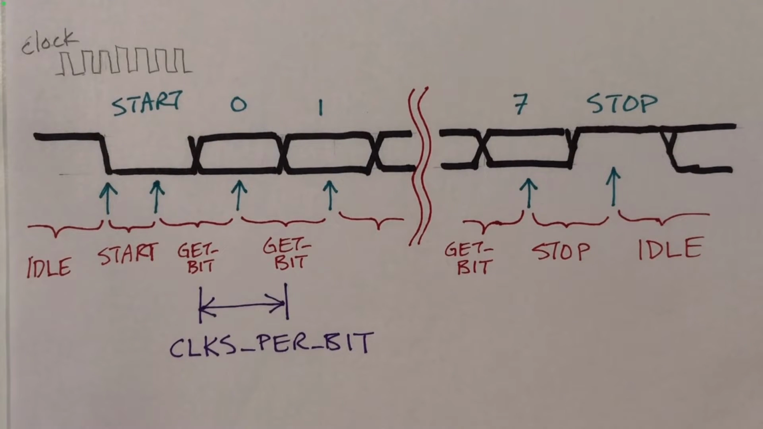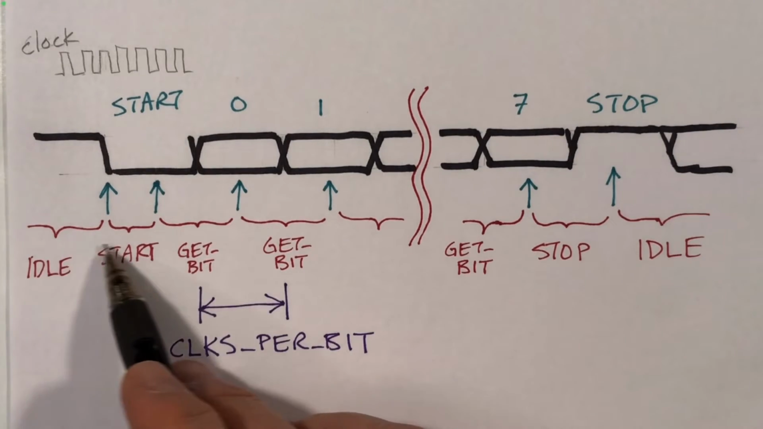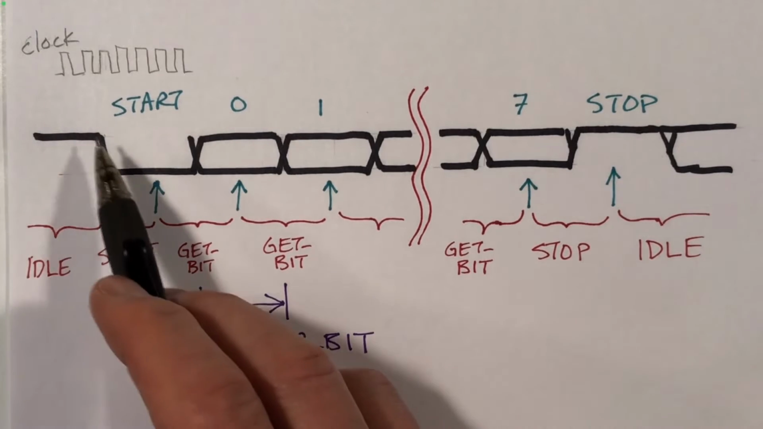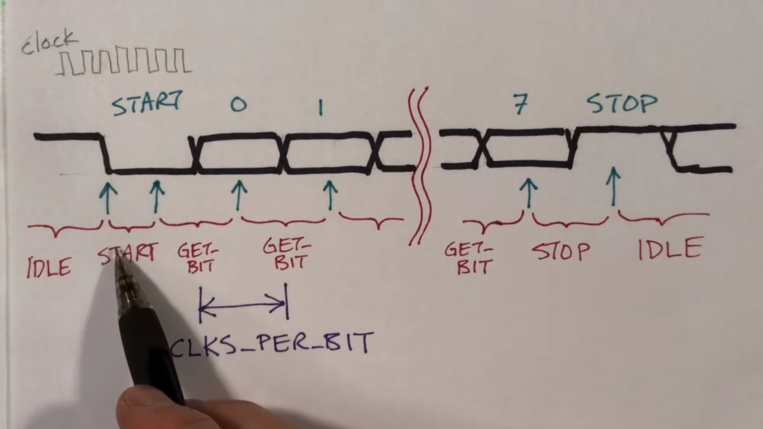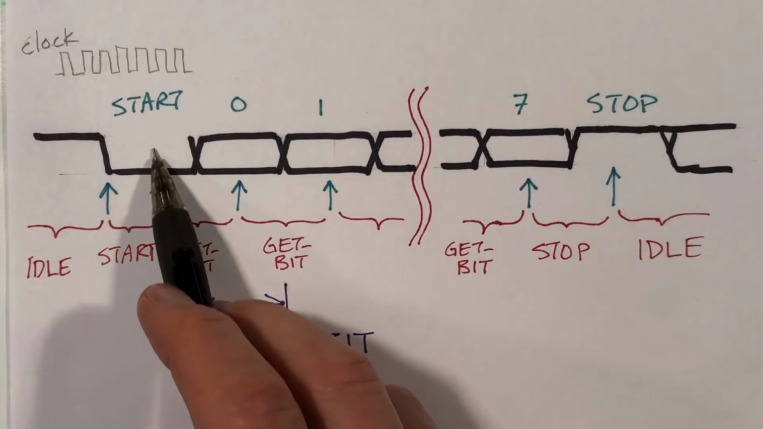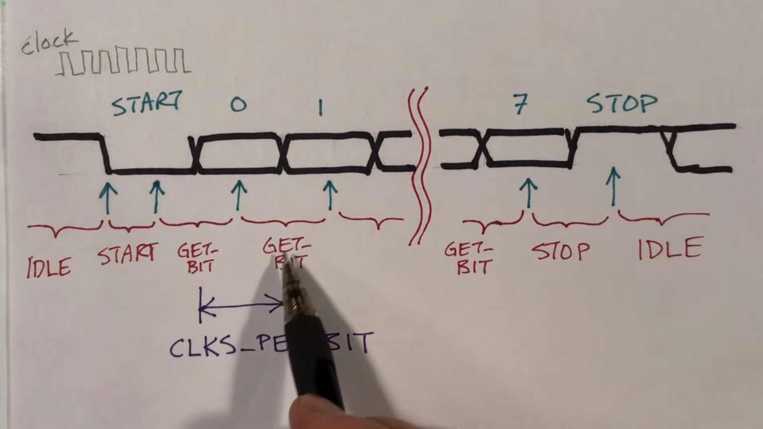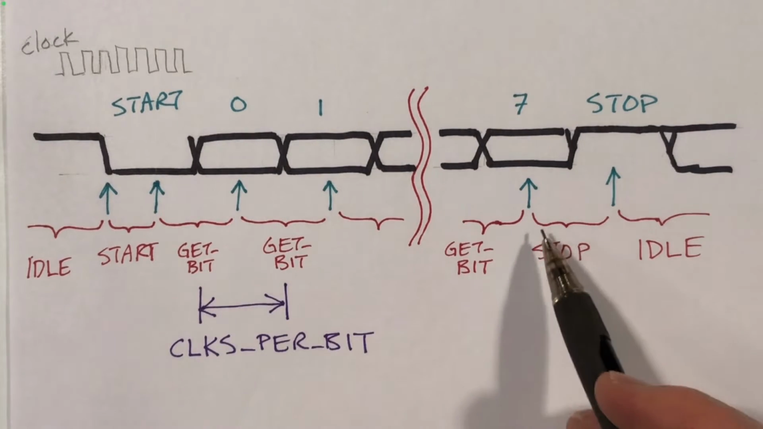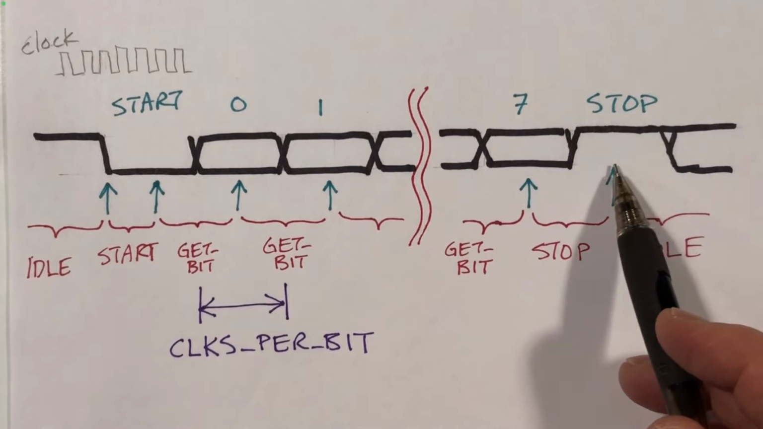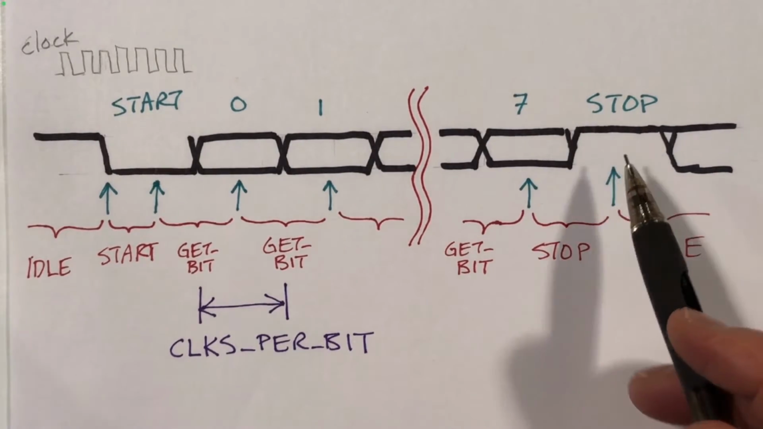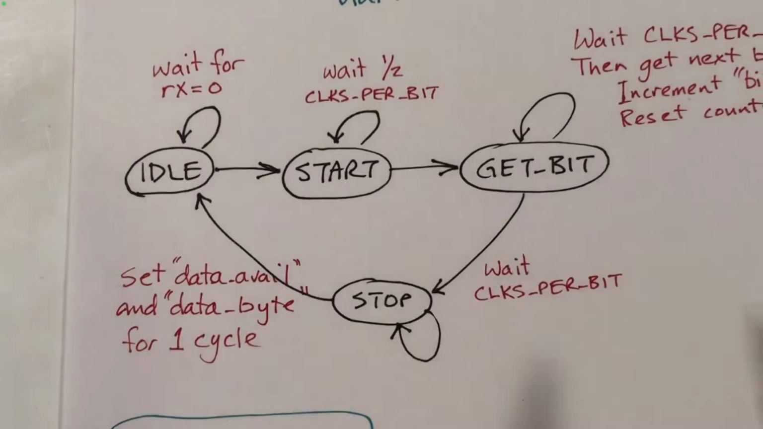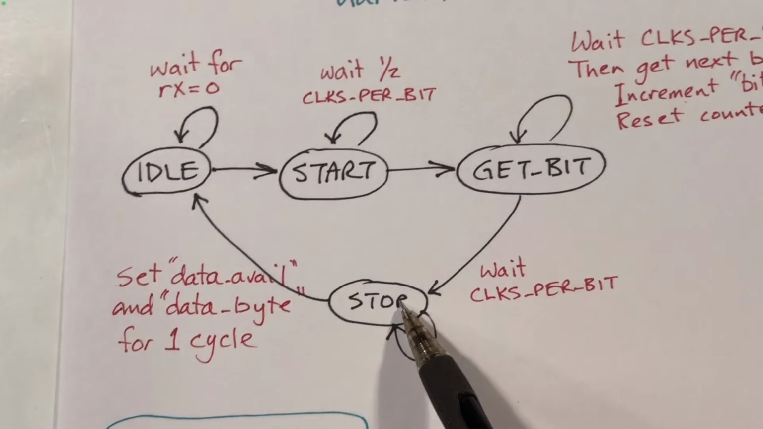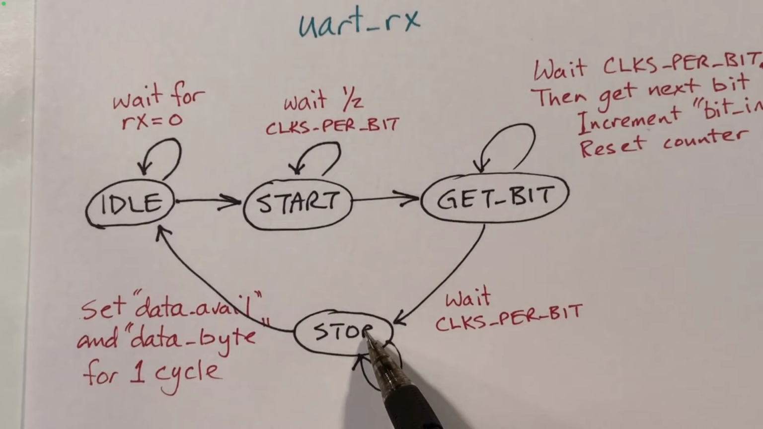So how is the receive circuit going to work? Down here in red, I suggested that it will be in several different states. In the idle state, it's waiting for the beginning of the start bit. And then in the start state, it has to wait until the middle of the bit. And then it will be in some state where it's waiting to receive the next bit. And finally, there's a stop state where it's waiting until the middle of the stop bit. So I've drawn a state diagram to reflect that. Okay, idle, start, get bit, and stop are the states in this finite state machine.